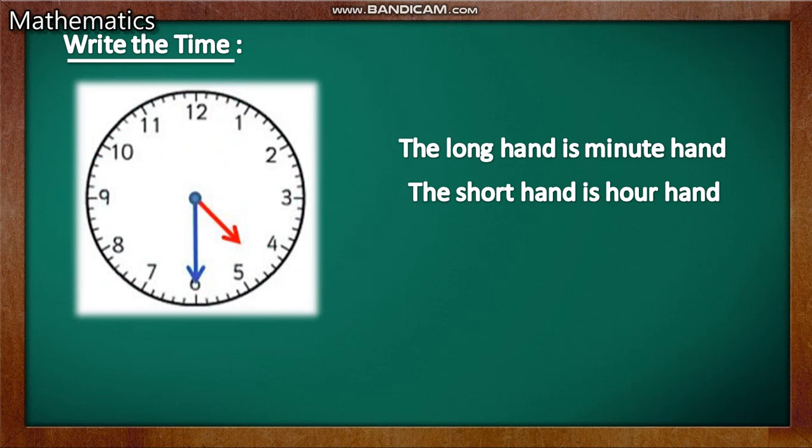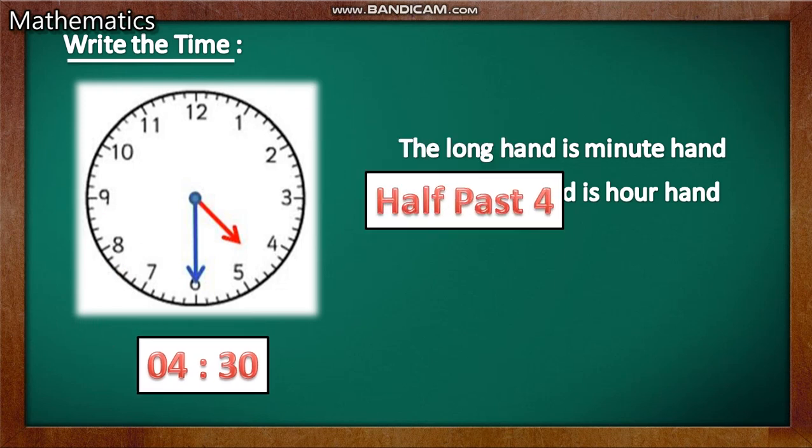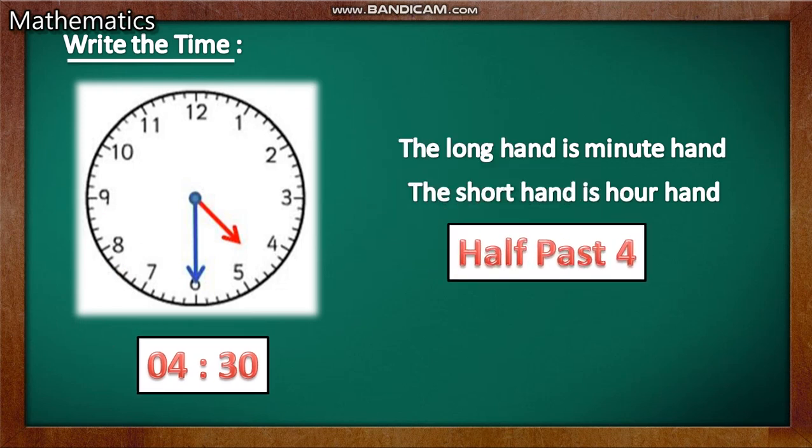In this case also the long hand is in 6. I told you if the long hand is in 6, that is half past. Then we want to find where the short hand is. The short hand is between 4 and 5. That means the time is 4:30, or in words, half past 4.